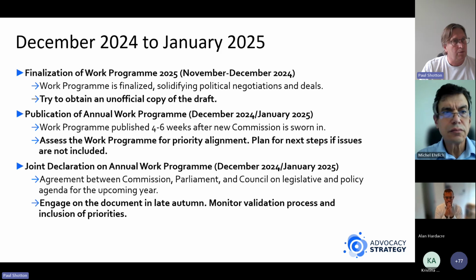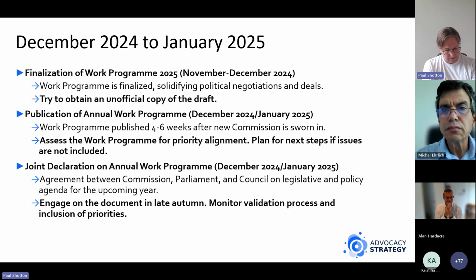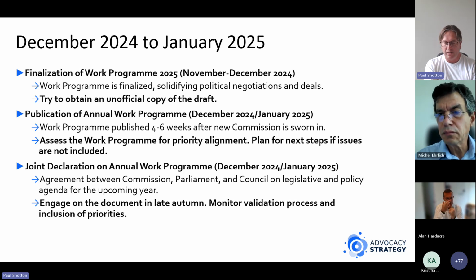So moving on to my last slide, I just wanted to again reiterate that at the end of the year, we will then see the work program for 2025 take place, and it will reflect, as I said, those key strategic priorities, as well as the intentions of the European commissioners that have been nominated. And here, of course, it is essential that you try and obtain a draft copy of this work program as it is being finalized.